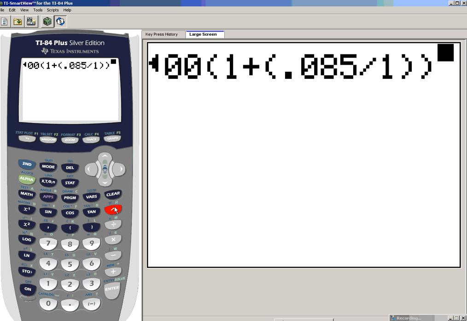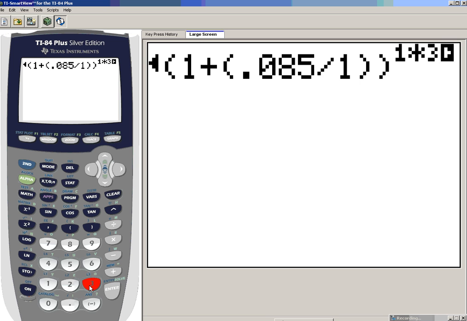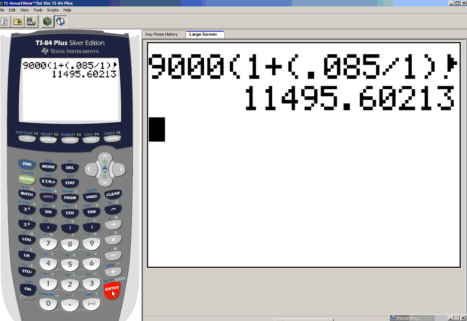On this calculator, it pops up into the exponent, you don't have to worry about this. If you have an older operating system and it doesn't pop up like that, you need to make sure that you are putting this 1 times 3 in parentheses so that it reads that as being the entire exponent. Hit enter. There's the amount that would be in the account after 3 years.